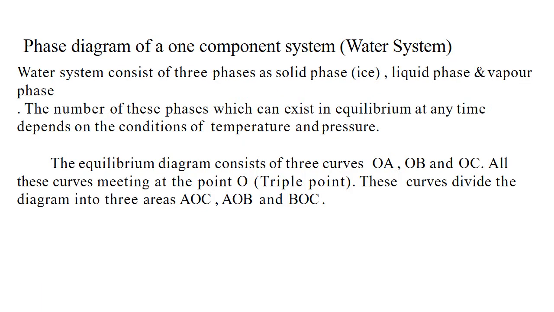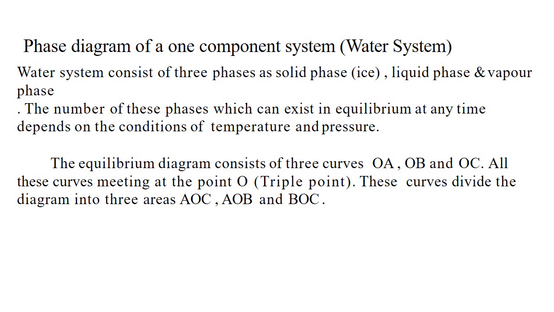Phase diagram of a one component system. Water system consists of three phases, as we have discussed in the phase diagram, which are solid phase, liquid phase and vapor phase. The number of these phases which can exist in equilibrium at any time depends on the conditions of temperature and pressure. The different phases will be in equilibrium in the region where the curves are present. The curves are separating the two phases from each other, but the system at the curves will be present in equilibrium, and that shows the equilibrium between two phases.